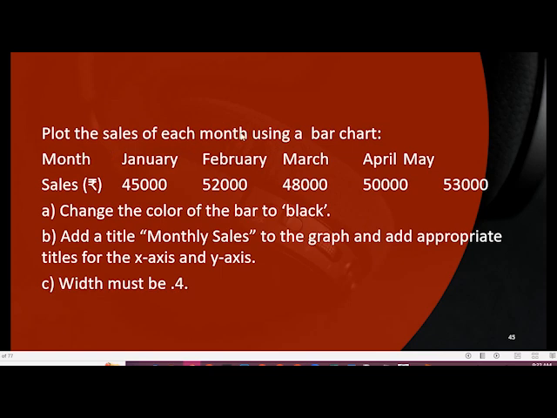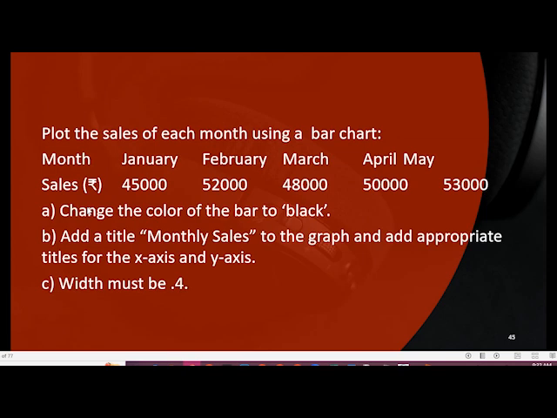Plot the sales of each month using a bar chart. Here months are given: January, February, March, April and May. And sales are given: 45,000, 52,000, 48,000, 50,000 and 53,000. You have to create a bar chart. How to create the bar chart? First, the x-axis is the month, right? Month equal Jan, Feb, March, April, May. Sales equal 45,000, 52,000, 48,000, 50,000, 53,000 as a list.